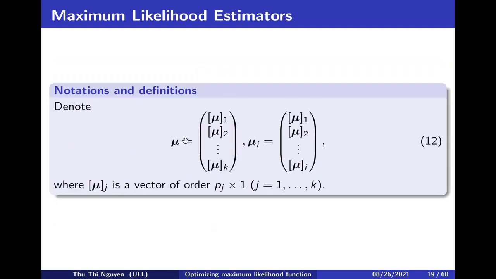Now we partition mu into k non-overlapping parts. Note that k is the number of blocks, so we partition according to the size of the blocks.